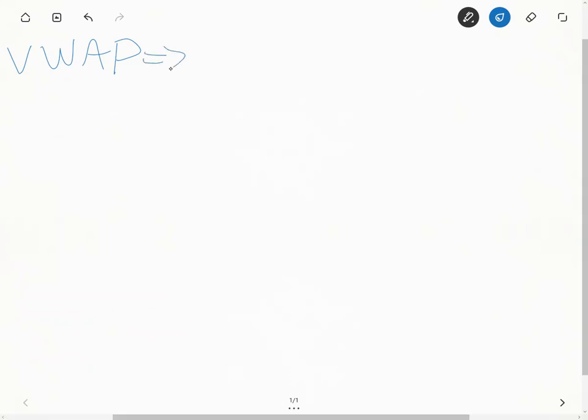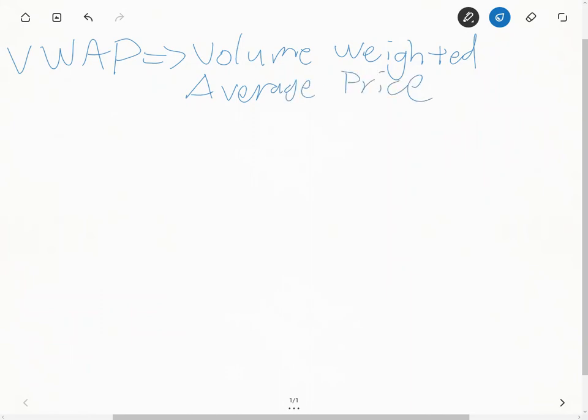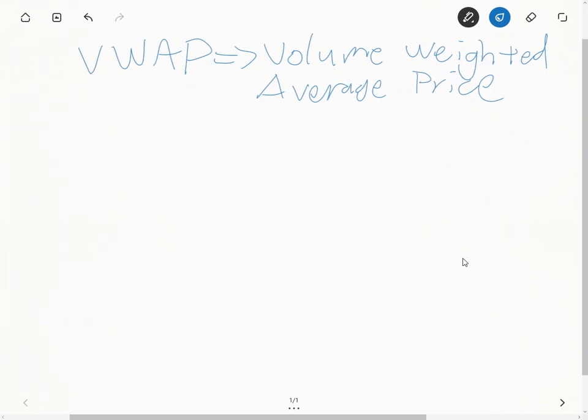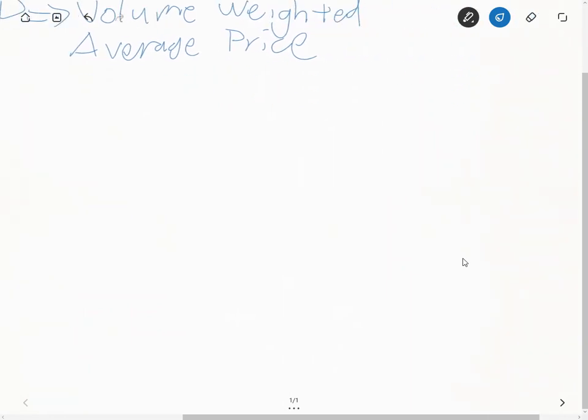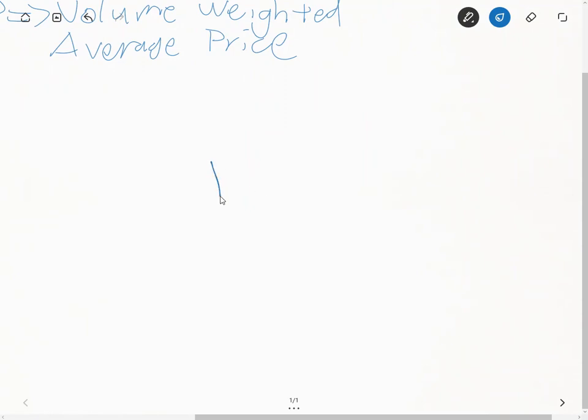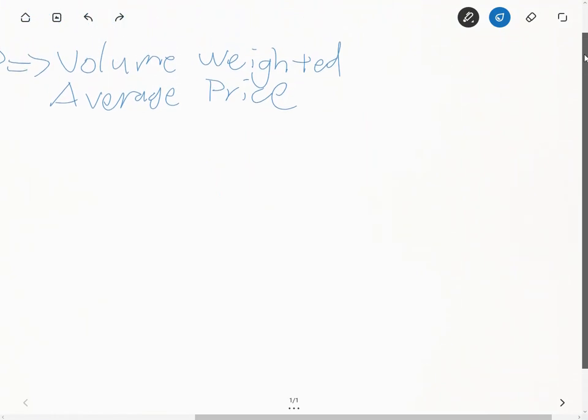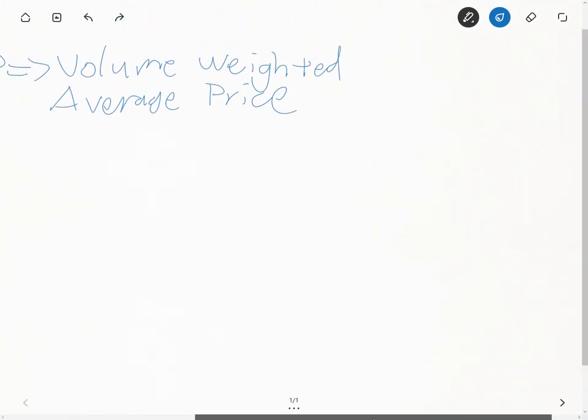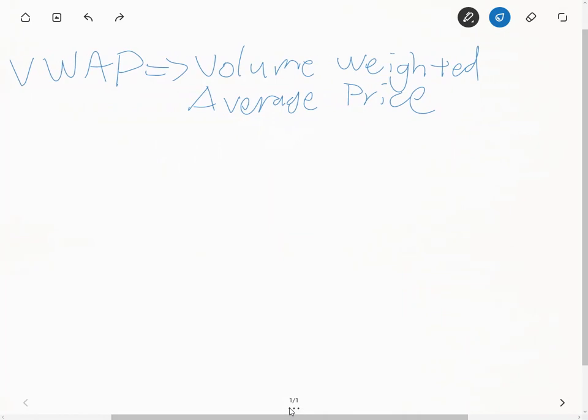So the VWAP stands for the volume weighted, I apologize in advance for my terrible handwriting, average price. I told you it was a boring name. VWAP sounded a lot better, didn't it? So basically, what this does is pretty much exactly what the name suggests. It takes an average based on volume.